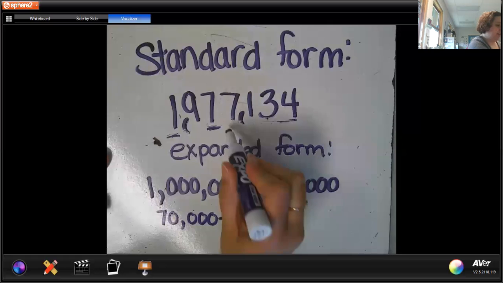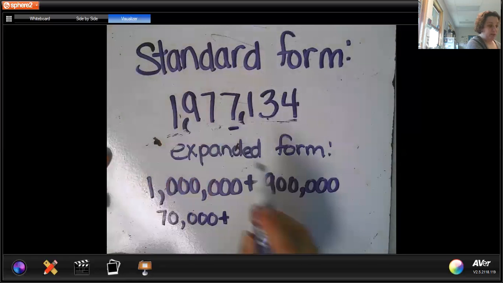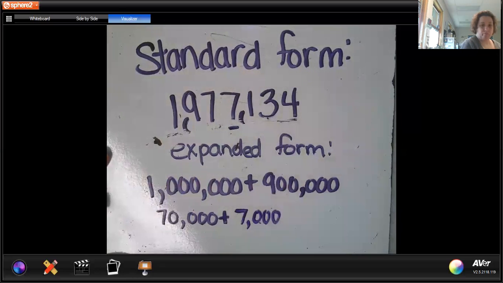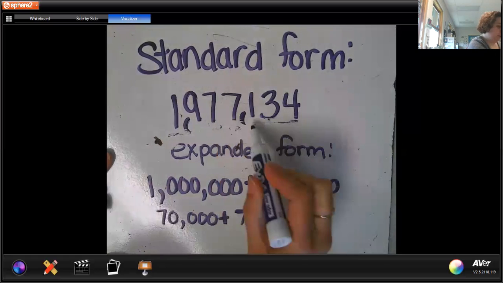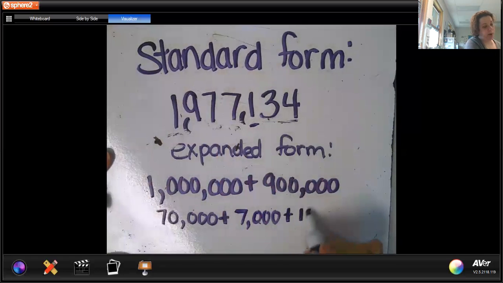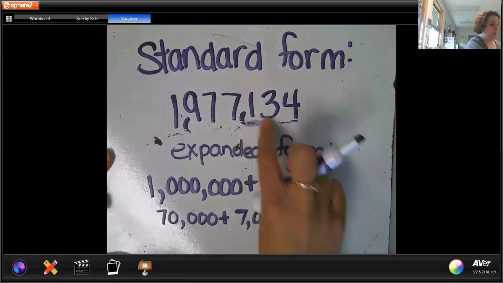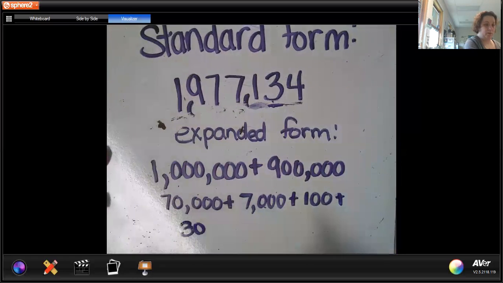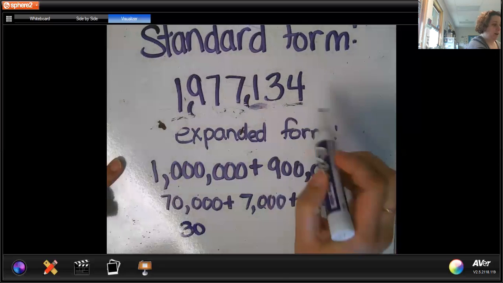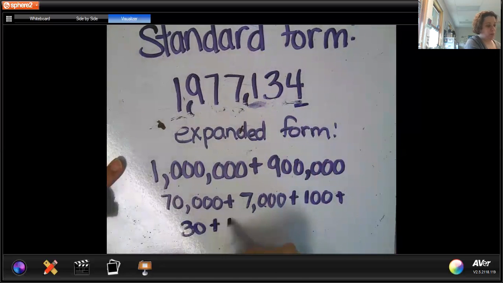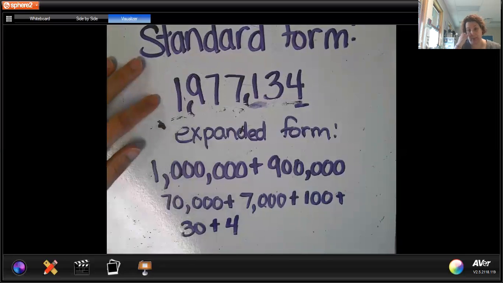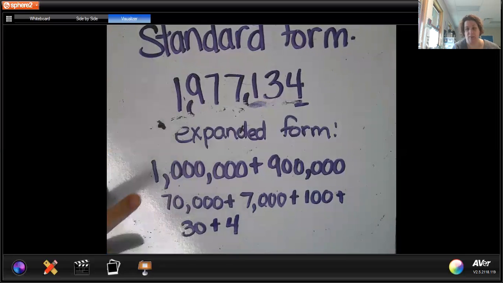Then I go to the next one. It's also a 7, but this one is 7,000 with 3 zeros after it. Then I go to the next number, which is the 1. It's in the hundreds place, so it's going to be 100. Then the 3. It's in the tens place, so it's going to be 30. And then last is the ones place, and there's a 4 there, so it's just going to be 4. So that's the expanded form of that number. Now remember, if there's a 0 in the number up here, then you get to skip that space when you're writing it down on the bottom.